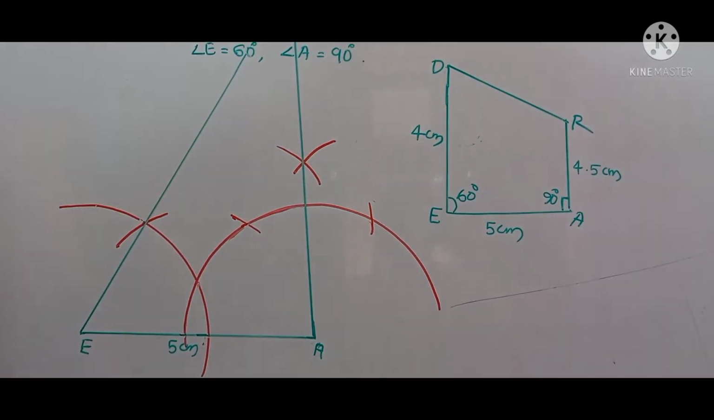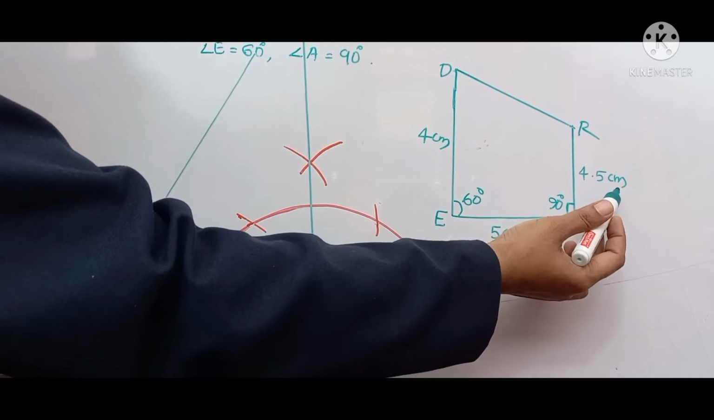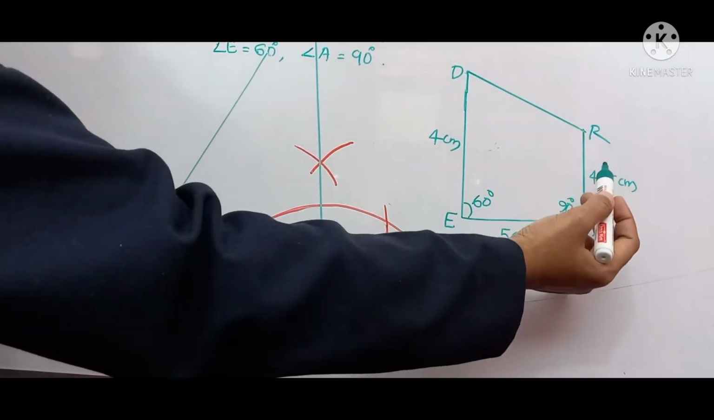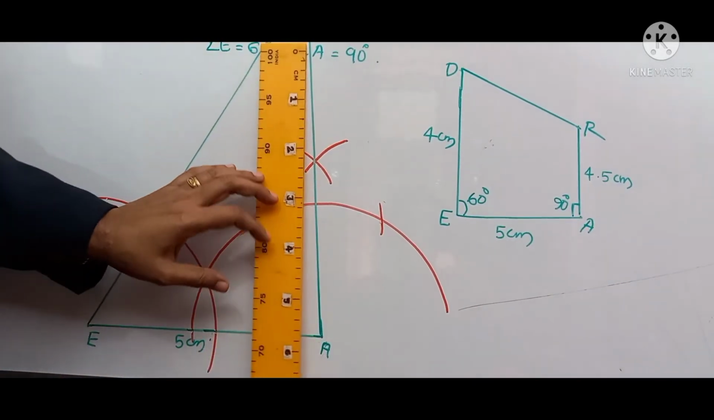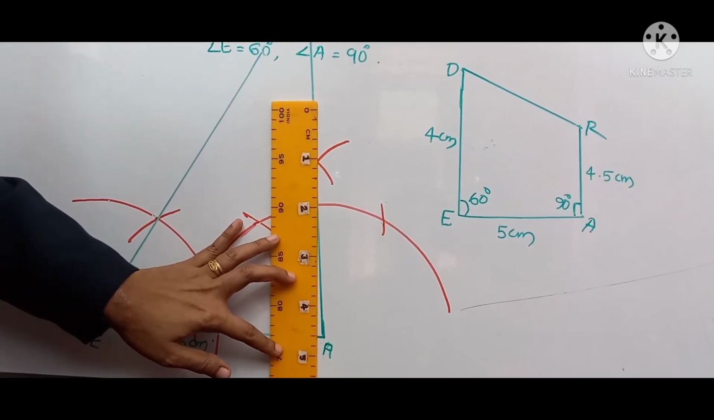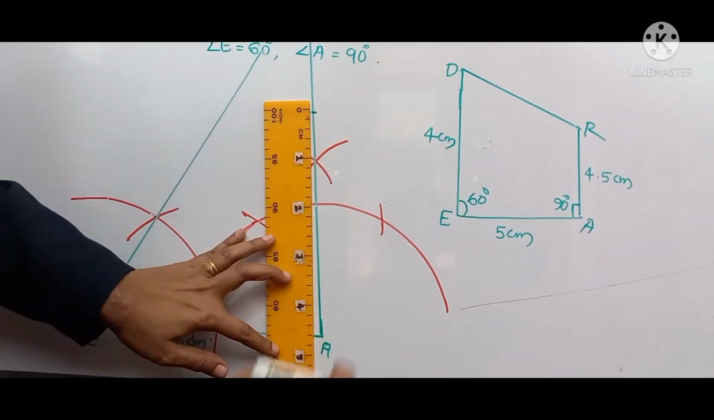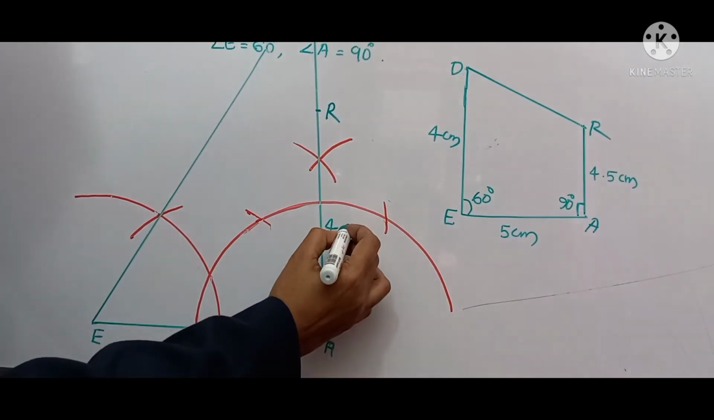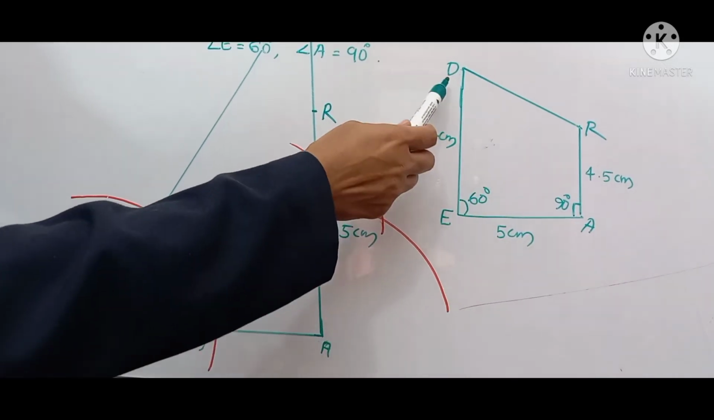And after that look at that rough sketch. AR is equal to 4.5 centimeter. Here we have that points E, A, then next is R. R is 4.5 centimeter away from A. So we are measuring using a scale and measuring 4.5 centimeter and marking it here. That is the point R, 4.5 centimeter.